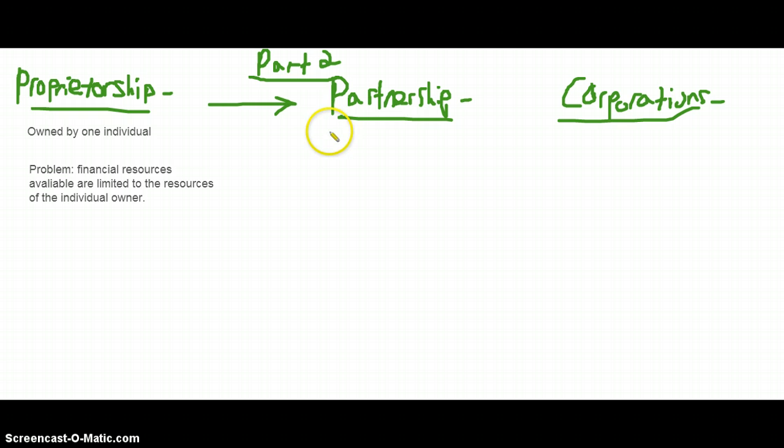And now a partnership is just owned by two or more individuals. And with this, it would be almost the same examples that we had for proprietorship. So our businesses would be automobile repair shops, small businesses, and this is basically the graduated version of a proprietorship. Now it's not all reliant on the one individual owner. The partnership will be owned by two or more, so we can depend on the two or more individuals that own it for financial resources.